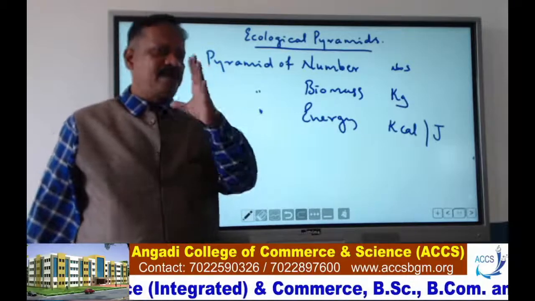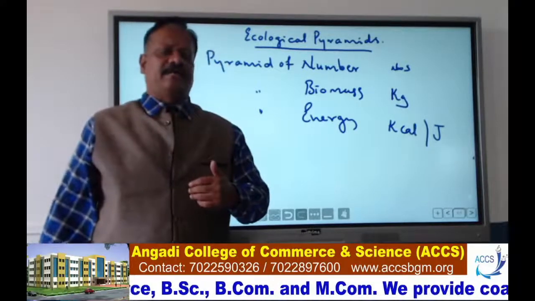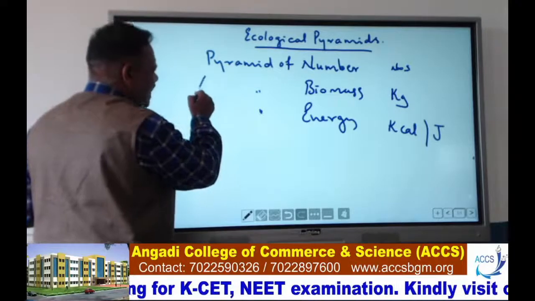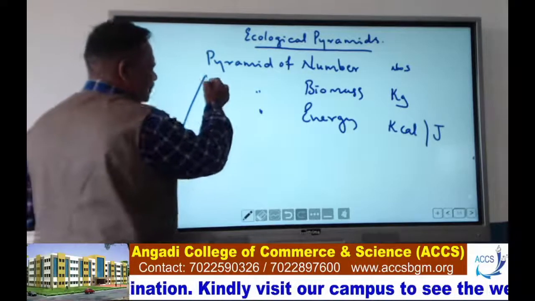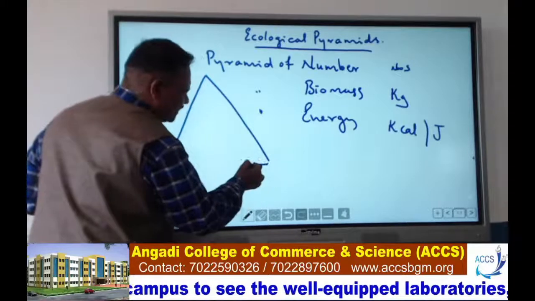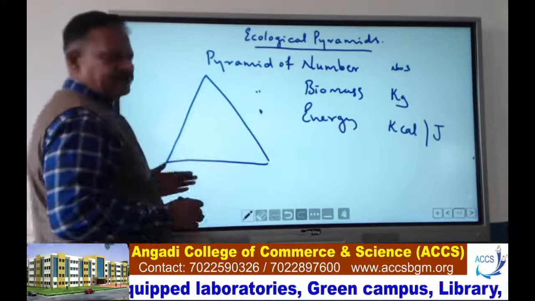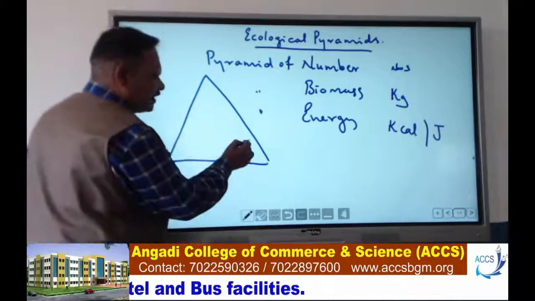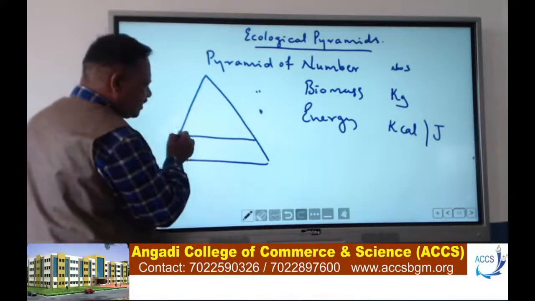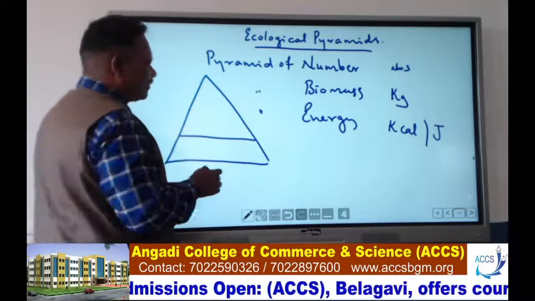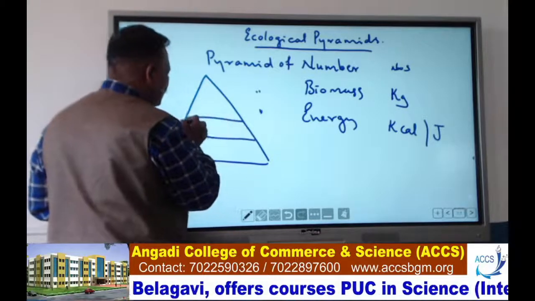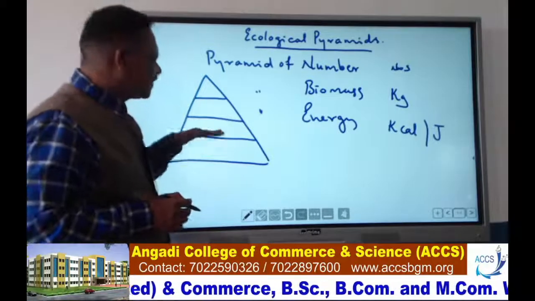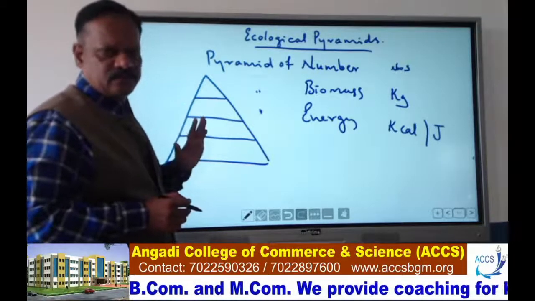Now, why only a pyramid is taken? It is only because in any pyramid, any triangle, the base is always broader than the tip. So here, just see the base. The first level we are taking, then comes the second level, then the third and fourth. These are different trophic levels.